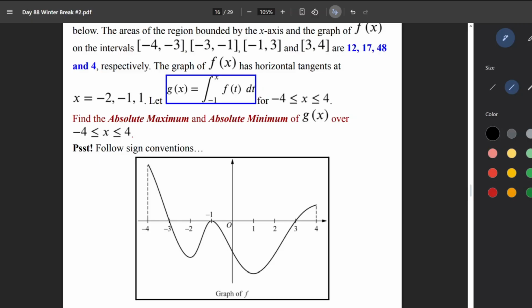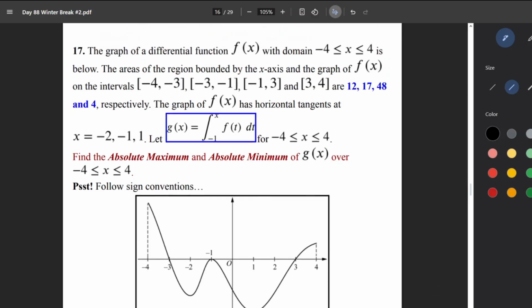So for 29 pages, we're about halfway there. I have no idea when I started recording, but hopefully it's not too big.